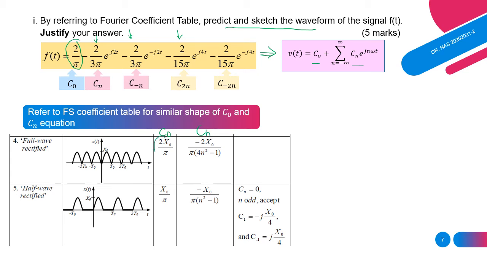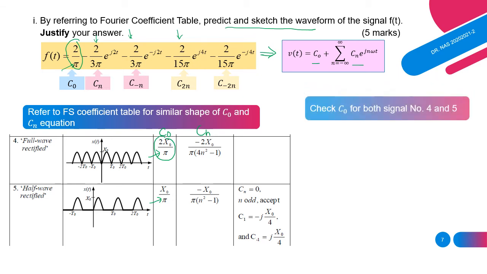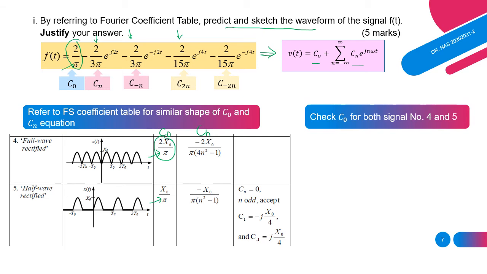If you look at the C0 of the full wave rectified signal, you have the denominator as pi, same goes to this and this. So from here you can calculate the x0. You need to check the C0 and x0 for both signal number 4 and number 5. So this is signal number 4 and signal number 5. For signal number 4, C0 given from the equation is 2 over pi. Compared to the equation from the table, which is 2x0 over pi, from here x0 equals 1.